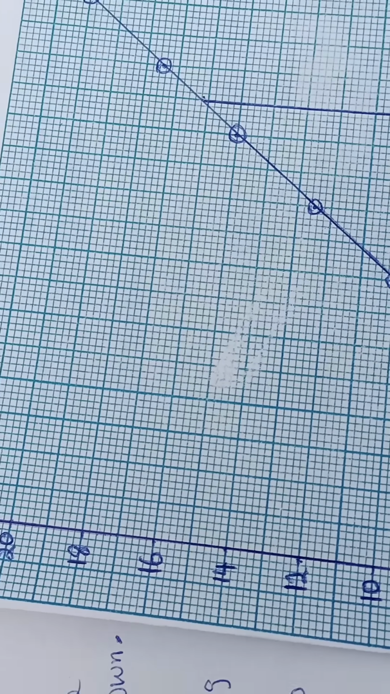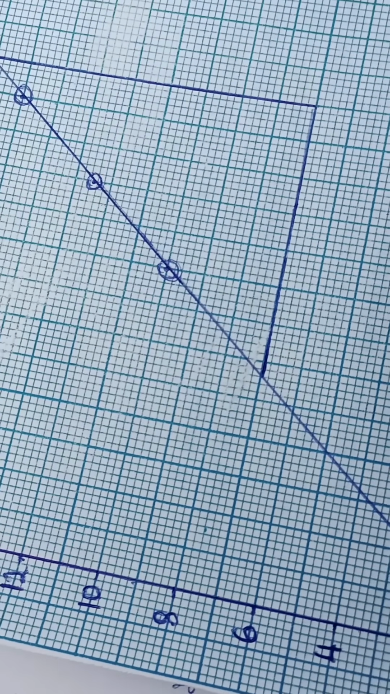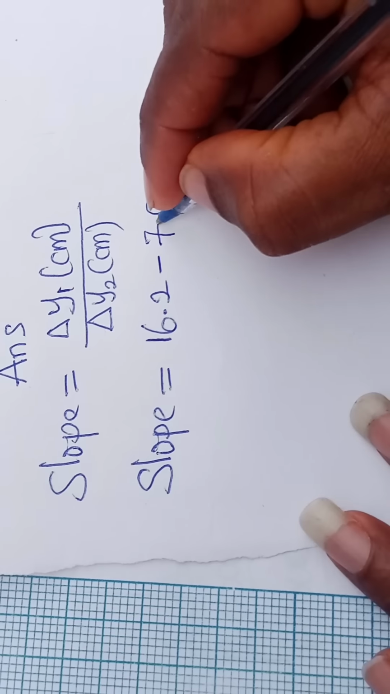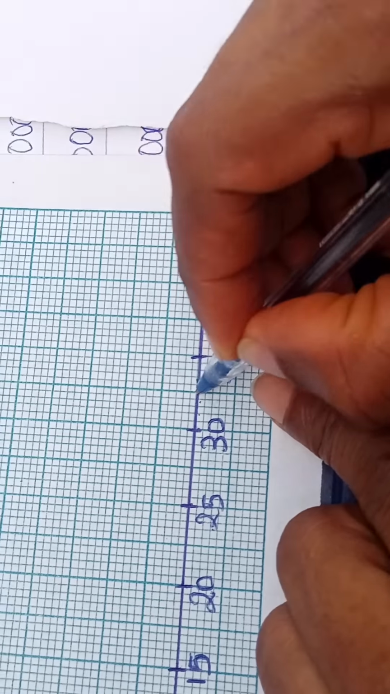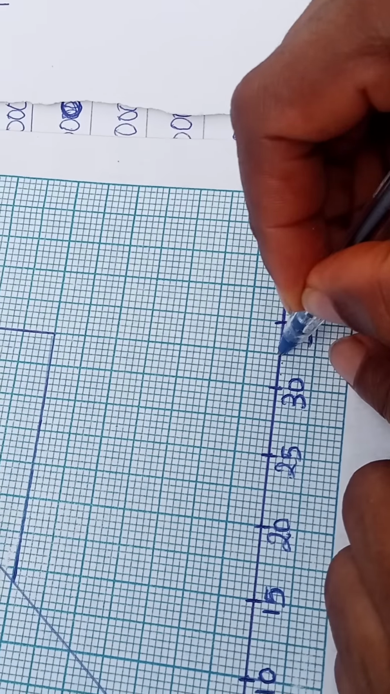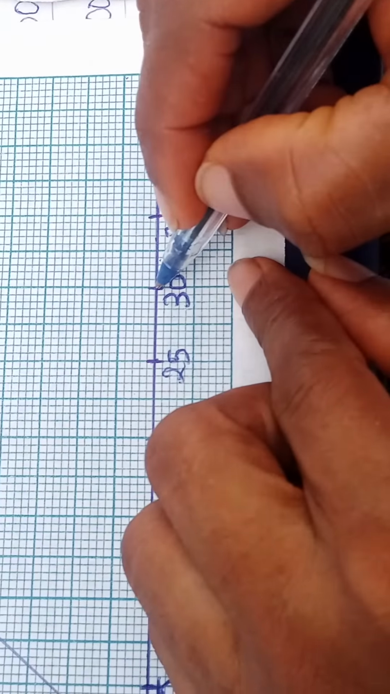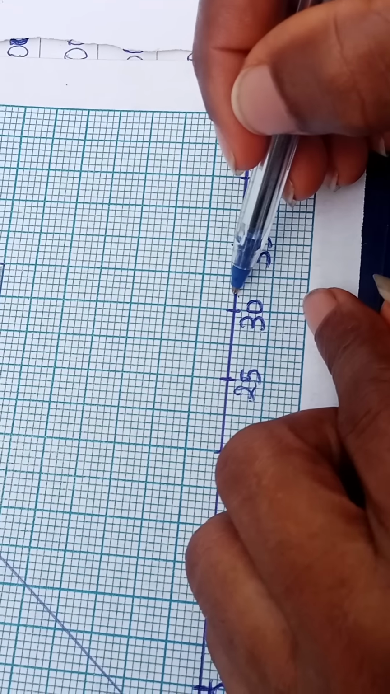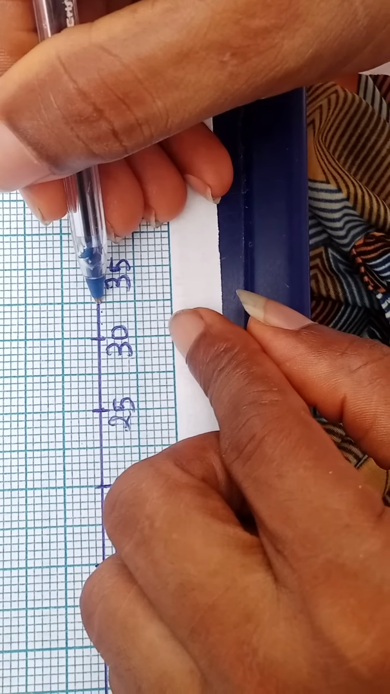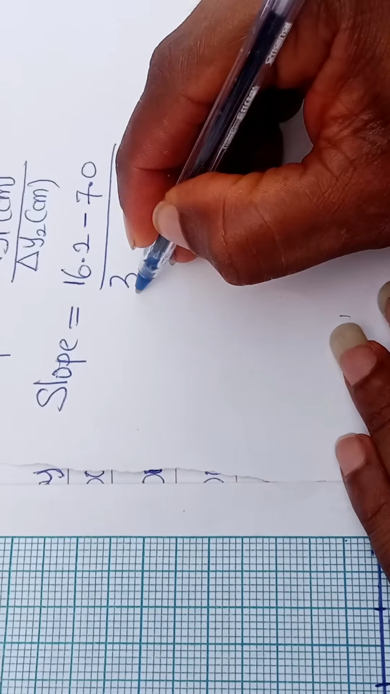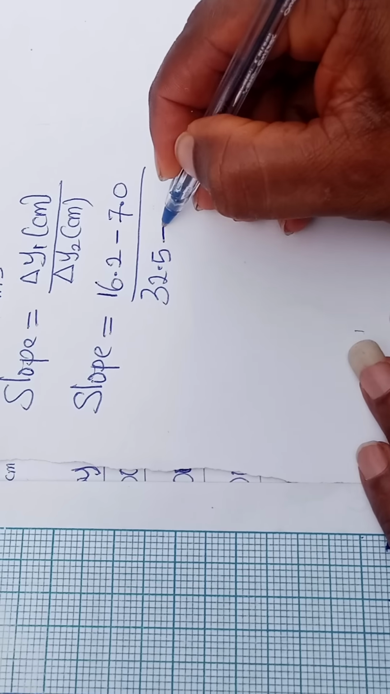16.2 minus what? Here, if this is 6, here is 7. So this is 7.0 divided by, this one is what? I have this point to be 32.5. How? This is 30, this is 31, this is 31, this is 32. So this point is 32.5. And then we are going to subtract it with this point.